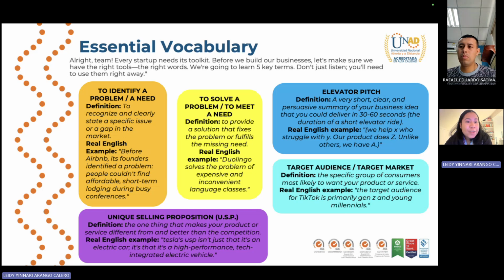Now I'm going to explain what an elevator pitch is. It's a very short, clear, persuasive summary of your business idea, getting to the point immediately, that you could deliver in approximately 30 to 60 seconds. It never takes more than that. So it's really short, but with the essential information.